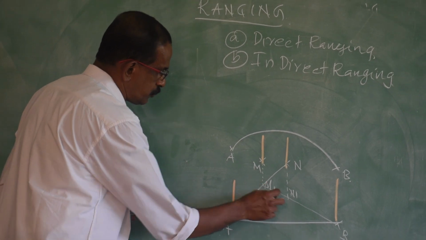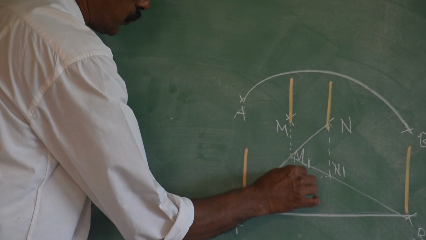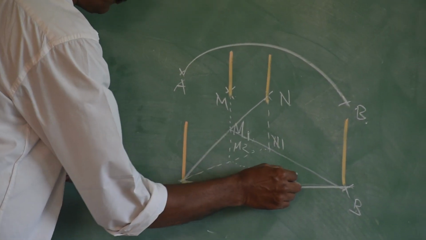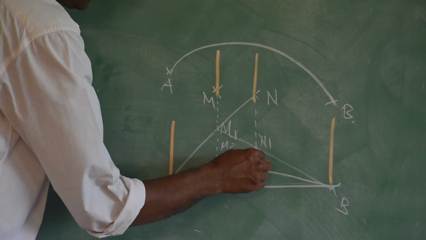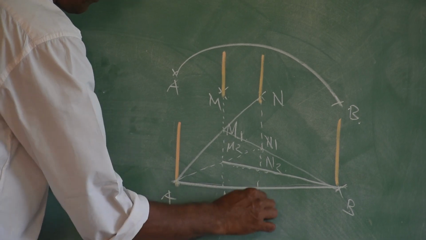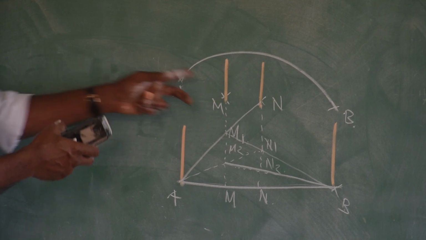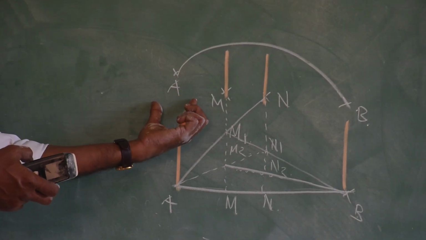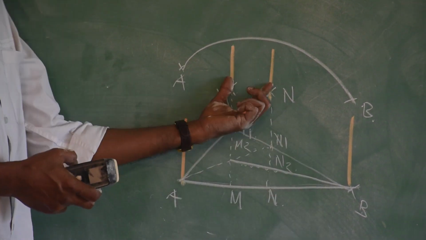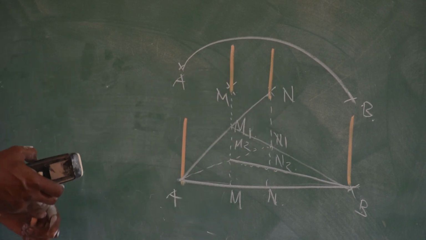Now, ask the person at M1 to come to the line AN1 with the ranging rod, say M2. Now, ask the person at N1 to come to the line M2B with the ranging rod, say N2. Continue this, and you will get 2 points M and N on the straight line AB. M and N are 2 typical points. You can select 2 points here, then transfer. Select another 2 points here, then transfer.